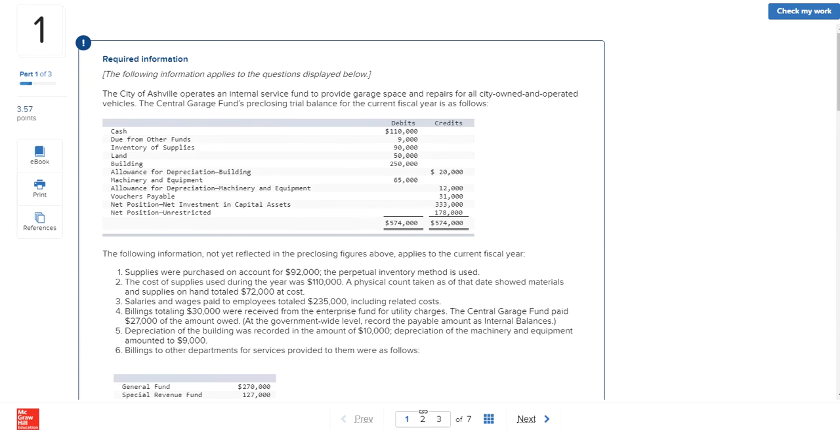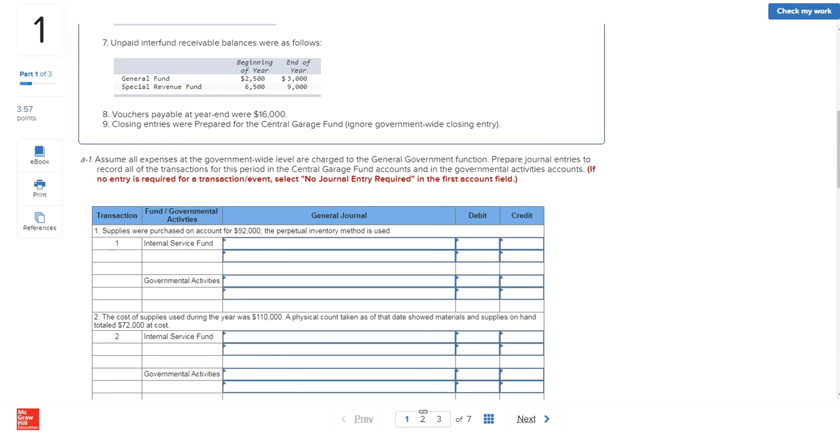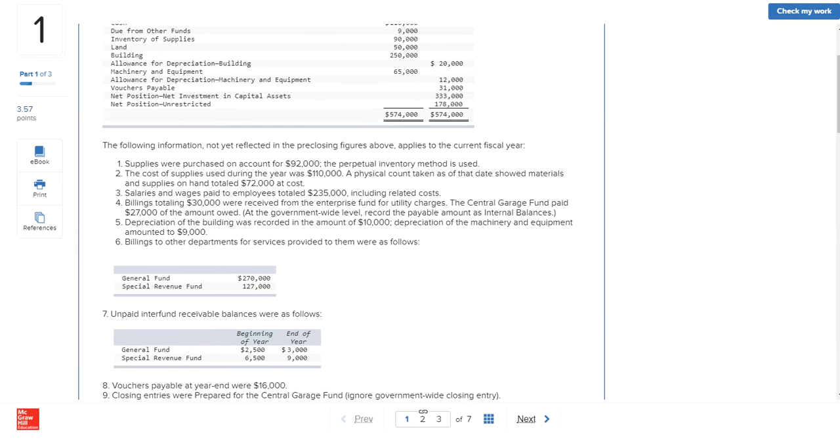And so starting off, you're going to want to refer back to the examples given to you on pages 263 forward. This first one, supplies were purchased on account for $92,000. The perpetual inventory method is used. And so for that one, for example, you're showing an increase in your inventory, and you're showing vouchers payable in your internal service fund and governmental activities right down here. That's really all there is to that one.